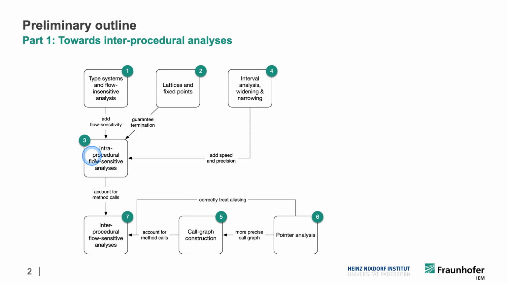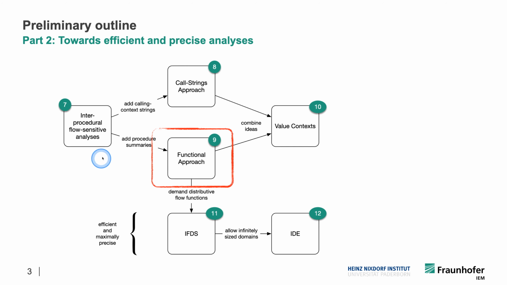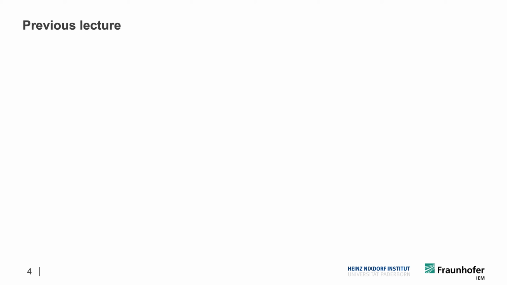So particularly we covered all the intra-procedural ways that are relevant. Then we also talked about call graph and pointer construction and how to bring that to the inter-procedural level. And then we also already covered general interprocedural flow-sensitive analysis and the problem of context sensitivity that you get there. And we already discussed the call strings approach. And the functional approach that we will cover today is really quite a different way of thinking of context-sensitive analysis. And that's what I want to bring across today.